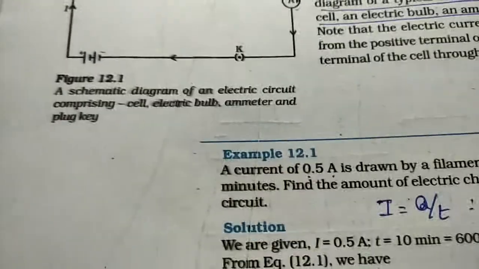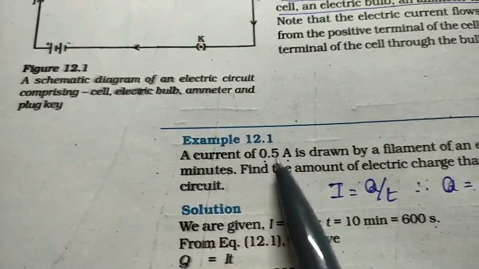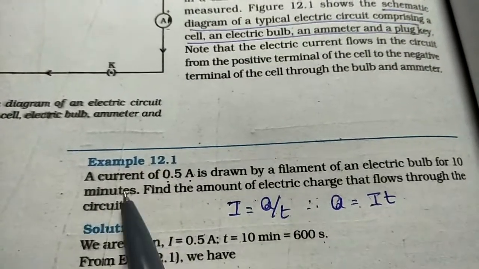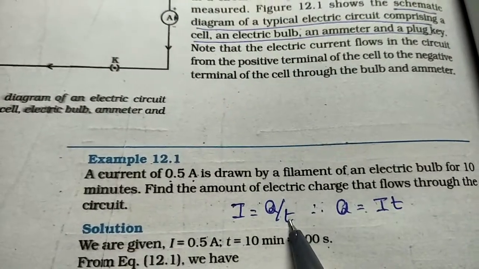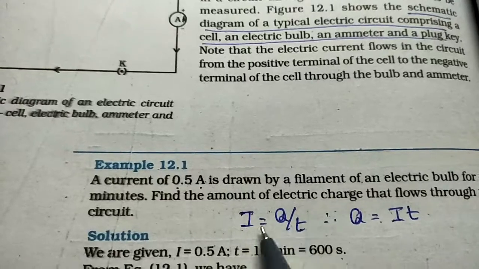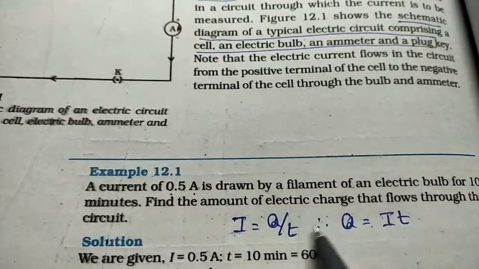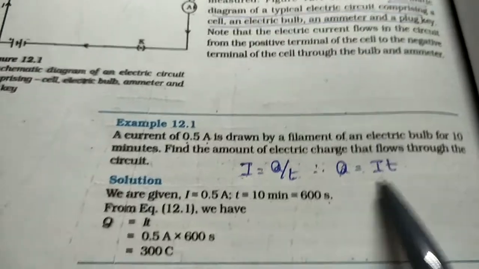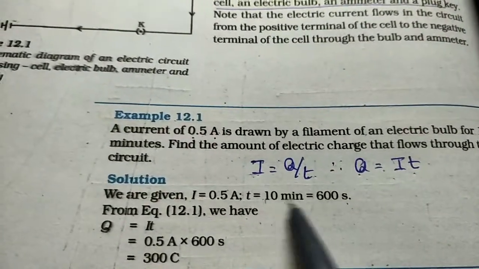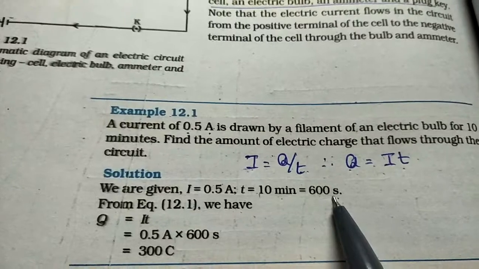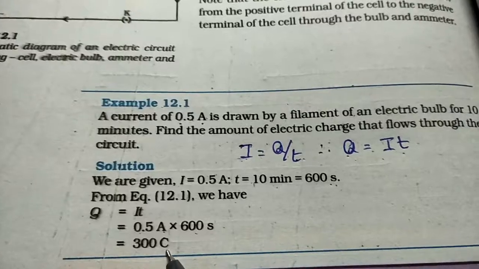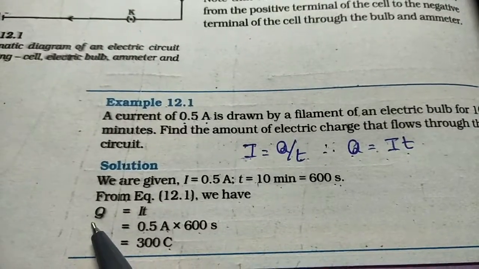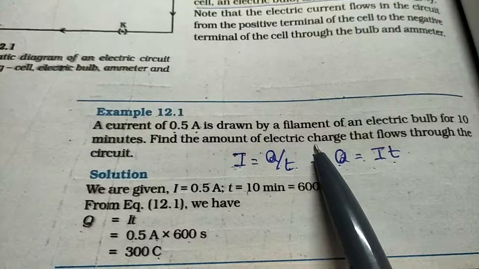Now there is one example given in your textbook, 12.1, where you have 0.5 ampere current and 10 minutes, and you have to find the electric charge. So we know I is equal to Q upon t. What is given to you? I is given and t is given. You have to find Q. So Q is equal to I into t. But for that you first have to convert minutes into seconds, so 600 seconds. So I into t is 0.5 into 600 seconds, that is 300 coulomb of electric charge. Okay. Thank you.